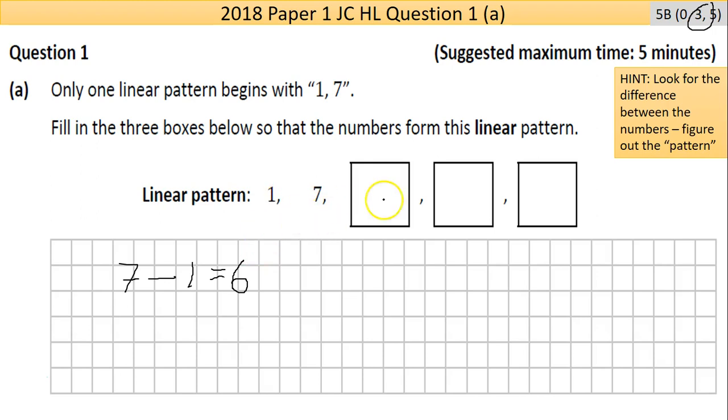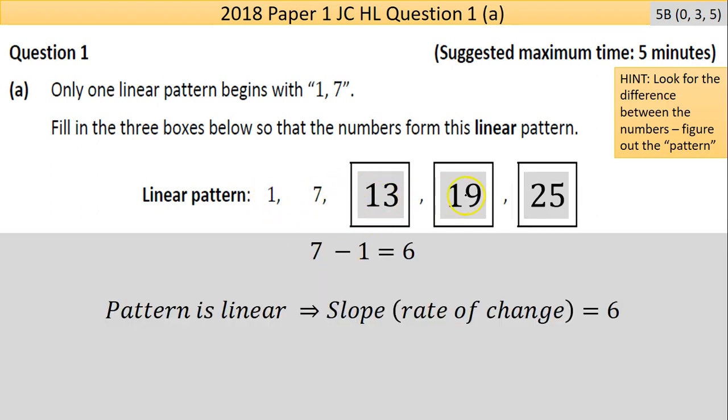So, if that pattern holds, and it is linear, it will hold. 7 and 6 give you 13. 13 and 6 would be what, 19? And 19 and 6 would be 25. So each time there's a difference of 6. I'll show you on the next page, it's the answer done in. So it's the same one.